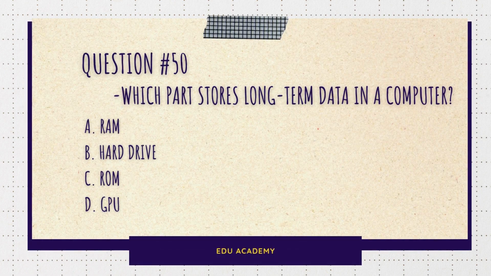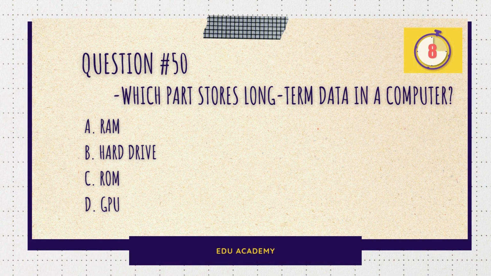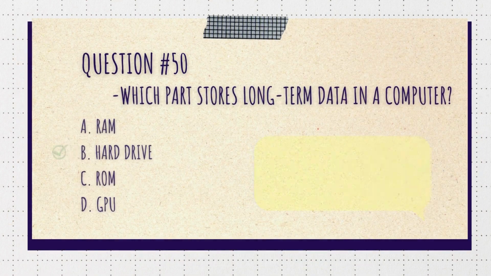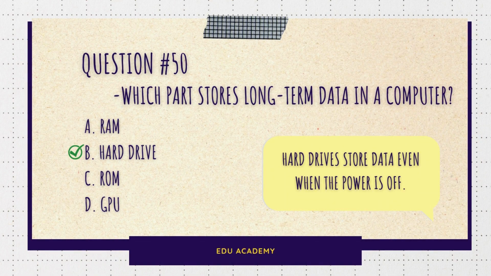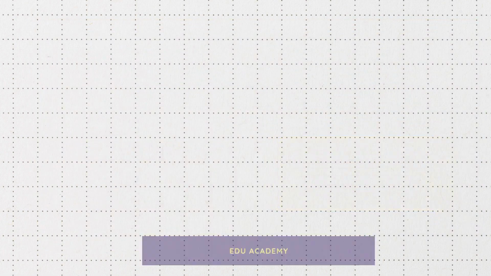Question 50. Which part stores long-term data in a computer? A. RAM, B. Hard drive, C. ROM, D. GPU. You have 10 seconds. Time's up. Answer B. Hard drive. Hard drives store data even when the power is turned off.